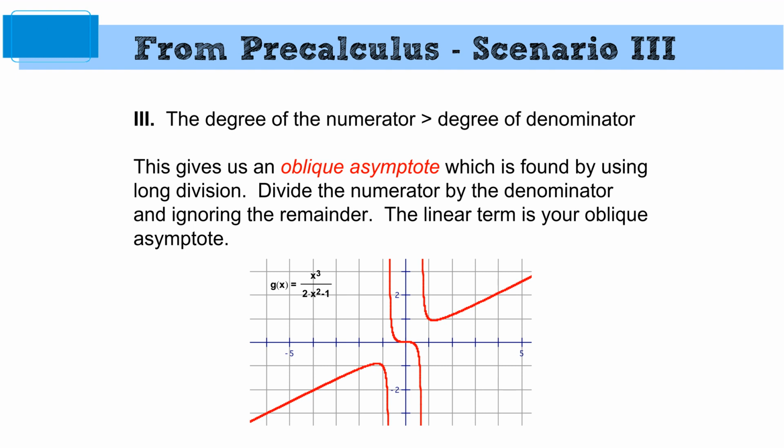Okay. What we're going to do, and I'm going to show you how to do this because it's really simple. We don't care what the equation of the oblique asymptote is.